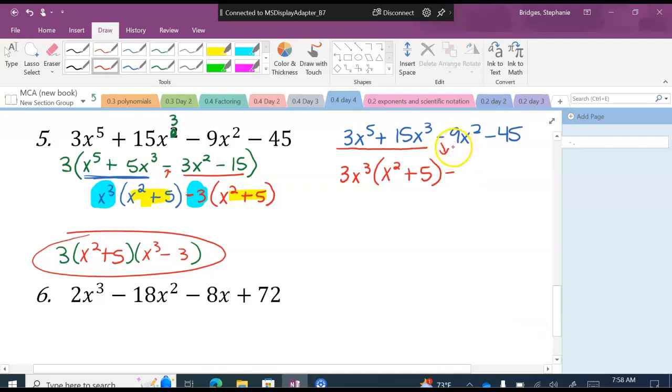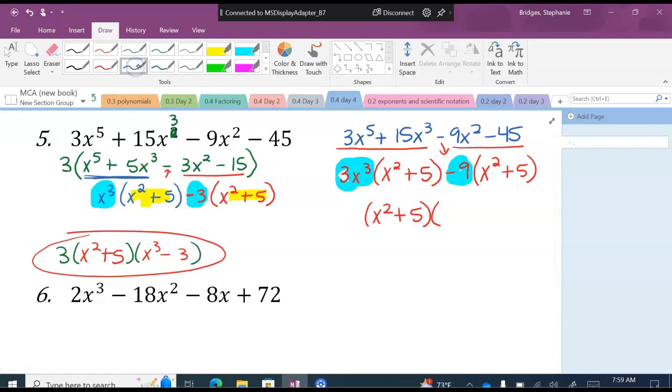And then what is it that 9x squared and 45 have in common? A 9. And if I divide negative 9x squared by a negative 9, I am left with a positive x squared. And if I divide negative 45 by a negative 9, I'm left with a positive 5. Inside my parentheses is the same. My leftover stuff goes in that second parenthesis.